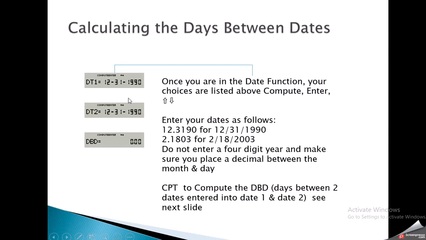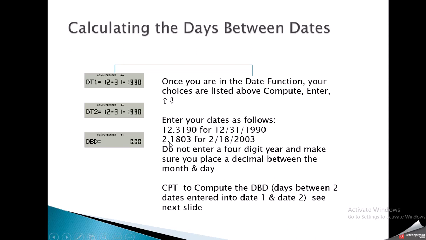So the calculator is preset to December 31st, 1990. So that's what I'm showing you here. So that's what we're looking at. That would really be entered 12.3190, and it's going to pop up. But say we wanted to put in a different date, February 18th, 2003, you would put in 2.